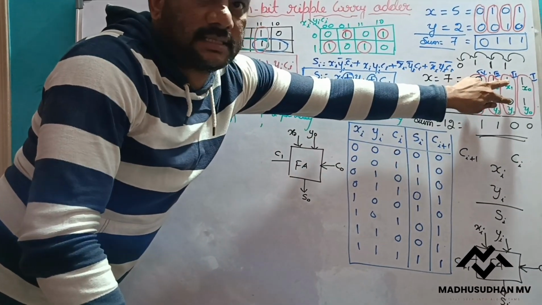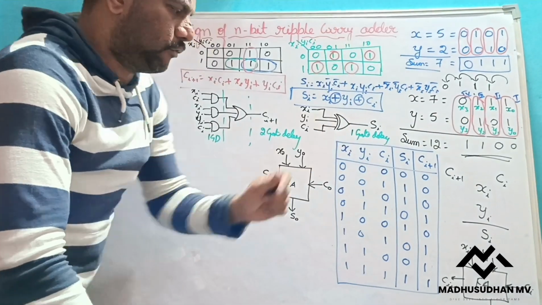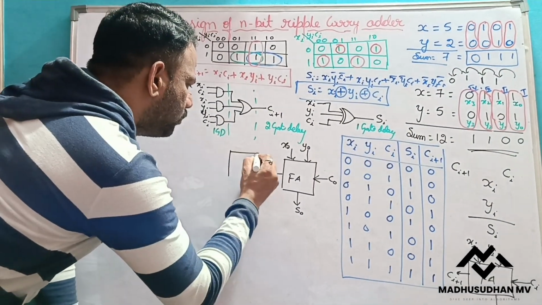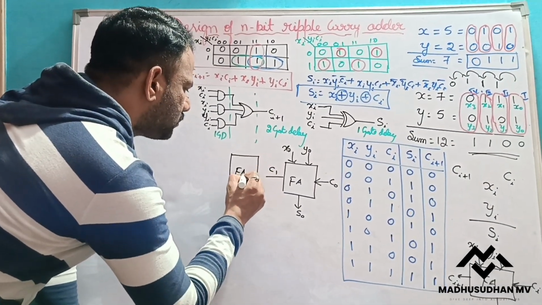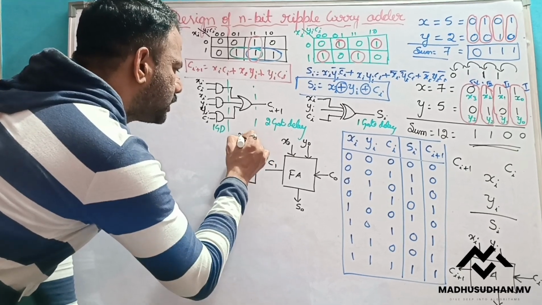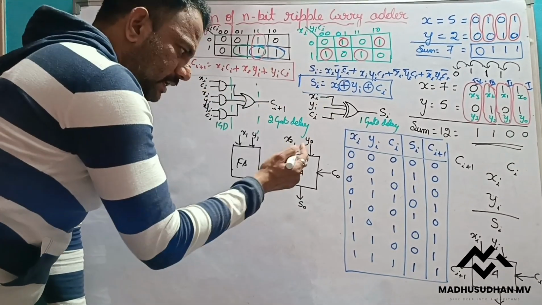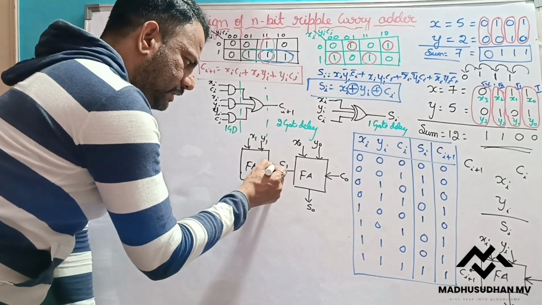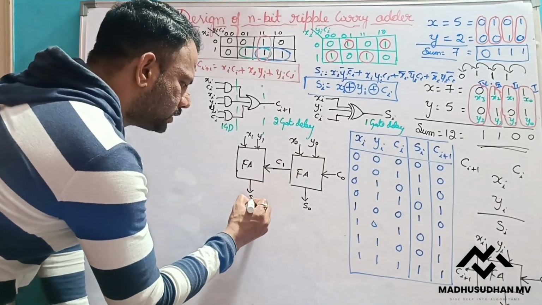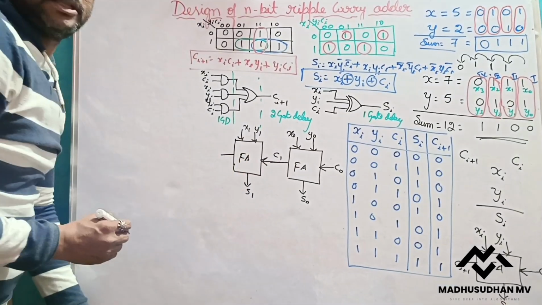Similarly, again to add this second stage, these 2 bits, I need one more full adder. So I am using one more full adder, and it will take what? x1, y1, and it is taking the carry generated from the previous stage. This is the previous stage, so it is taking this as an input, and it produces sum bit 1, and it generates the carry to the next stage.